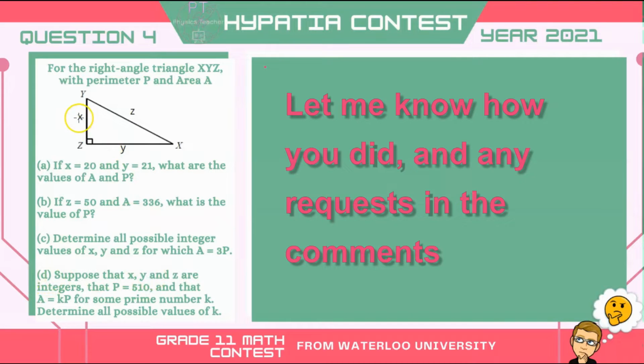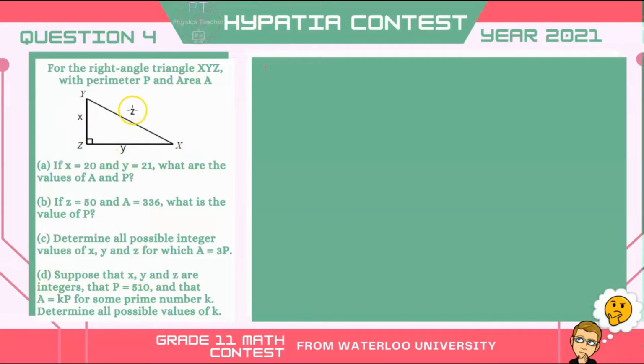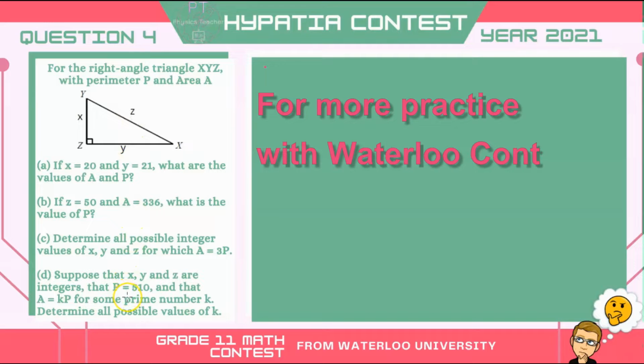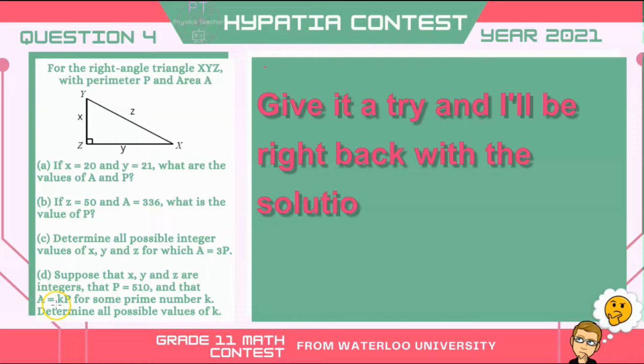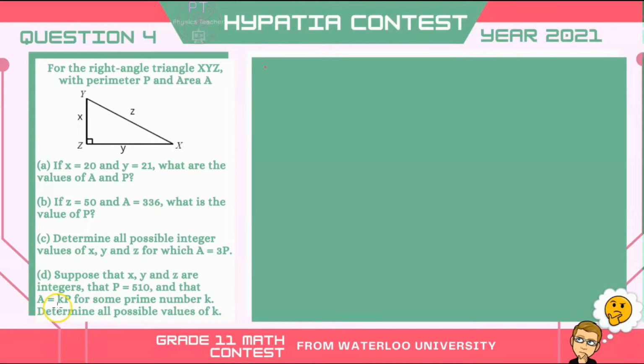says, suppose that here x, y, and z, the sides of this triangle, are integers, and that the perimeter is 510, and that the area equals k times the perimeter, where k is some prime number. And then it asks for all the possible values of k. Give it a try, and I'll be right back with the solutions.